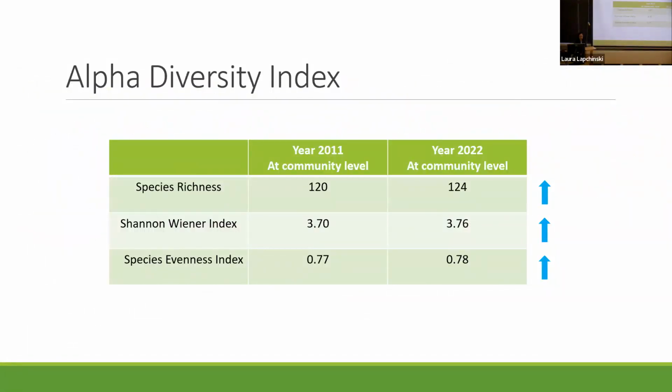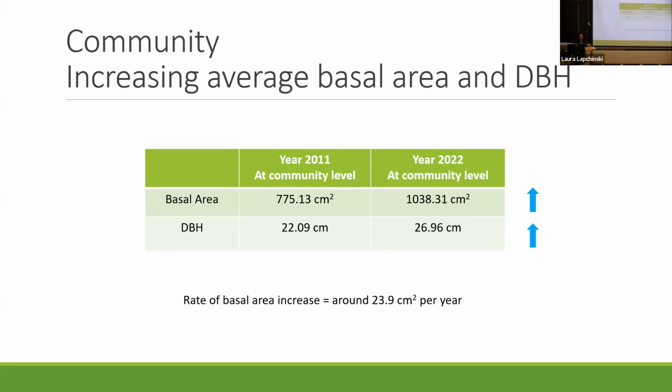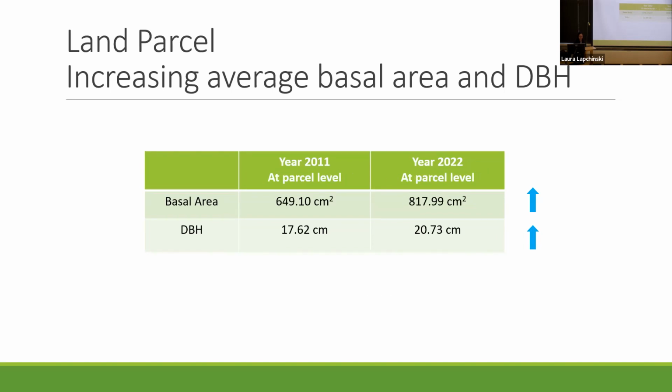And in terms of our diversity indexes, it is observed that all 3 indexes increase at community level, although all of them in small degrees. And at parcel level, only species richness increases in 2022 and the rest of them decrease. And next, we found out that the average basal area and DBH all increase at community level, with a rate of increase of around 24 centimeters squared per year. And they have the same increasing trend at parcel level as well.